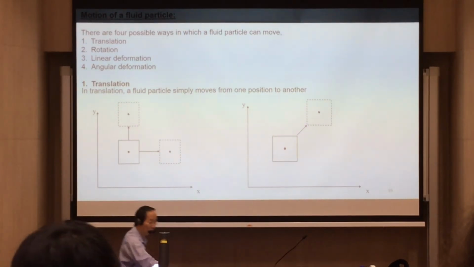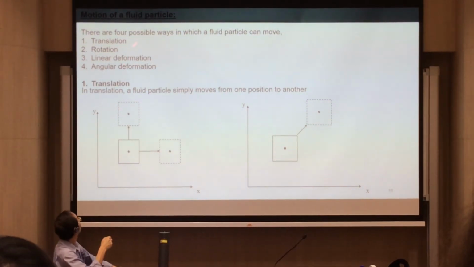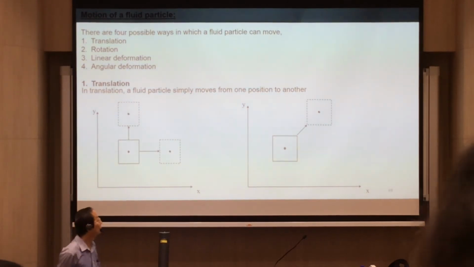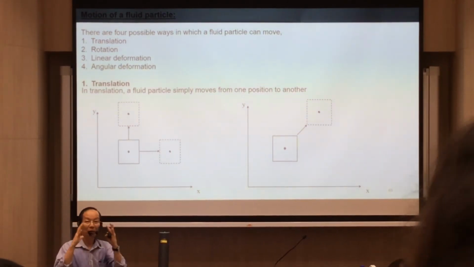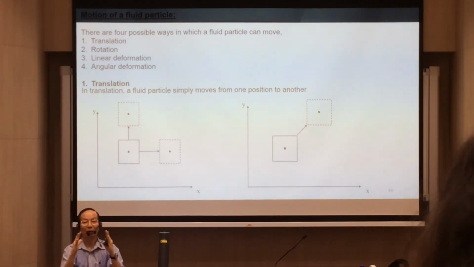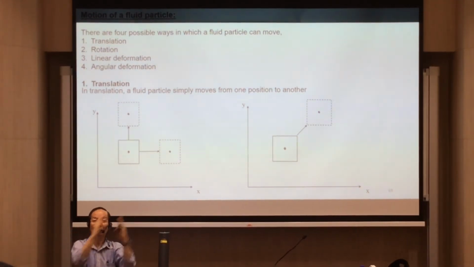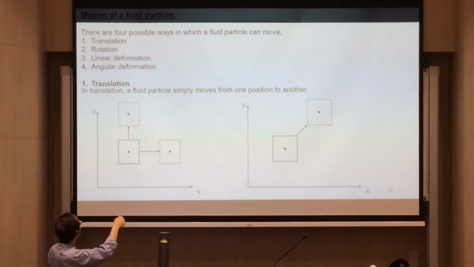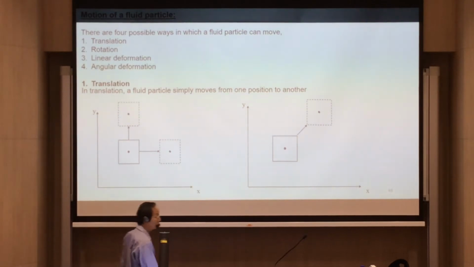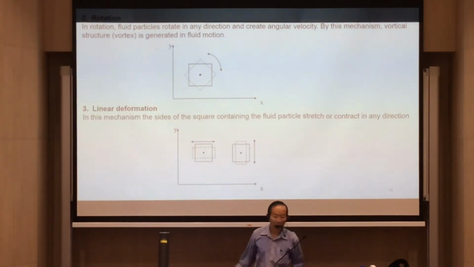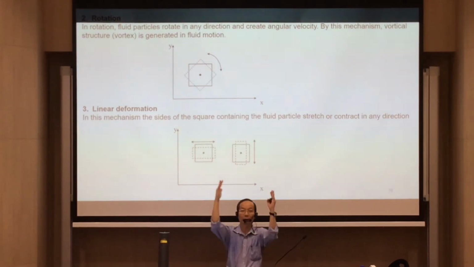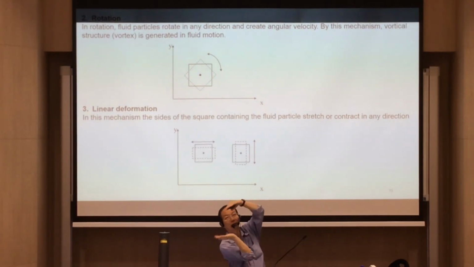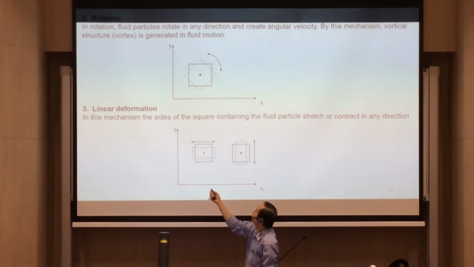See, there are four possible ways in which the fluid can move. Of course, one is translation. It means straight linear motion. It's not Tai Chi, straight linear motion. Translation can go this way and go this way. Then next is of course rotation. Then you have linear transformation.